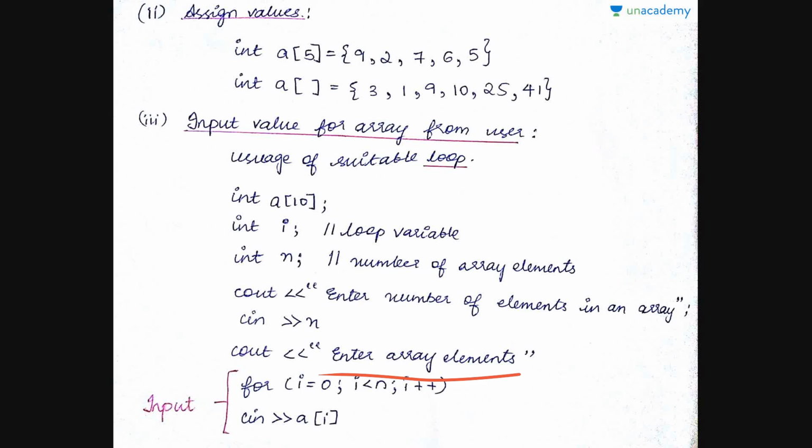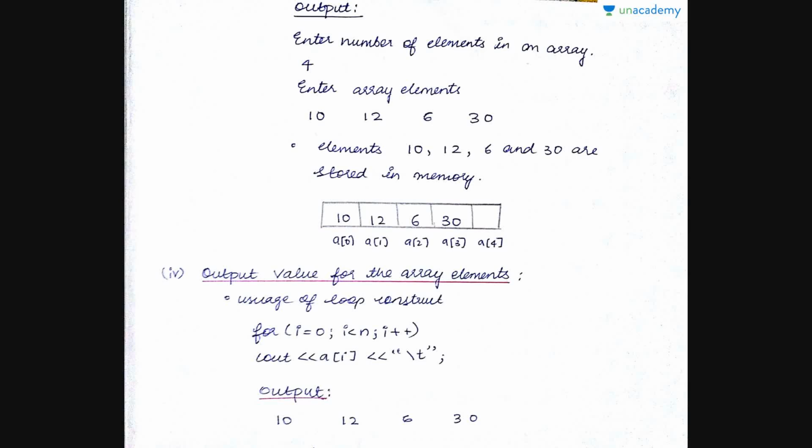To store them, we use a for loop. This is for the input purpose. For i equals 0 to n, i plus plus, cin a of i. Initially when i is 0, whatever the user inputs as the first element is stored in a of 0. Next i gets incremented, i plus plus happens, hence a of 1 gets stored, and similarly it goes up to n.